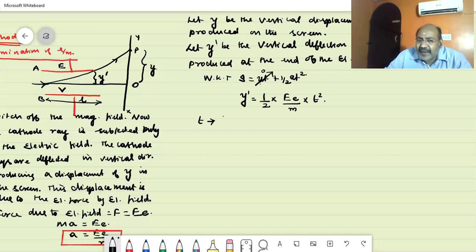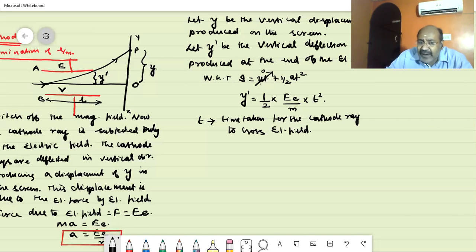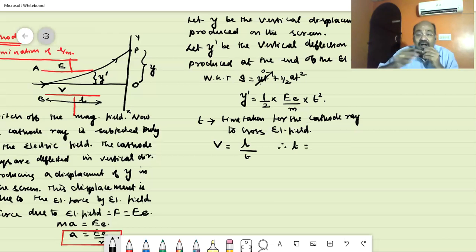What is T? T is the time taken for the cathode ray to cross the electrical field. We know that the cathode ray is traveling with the velocity v. The distance it travels in that electrical field is equal to the length of the plate, L. That distance divided by T gives the velocity. Therefore, the time taken by the electron beam to cross the electrical field is L divided by V.